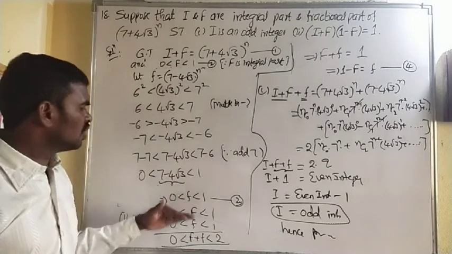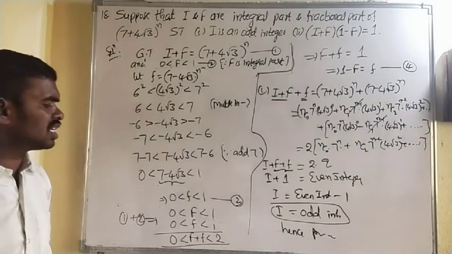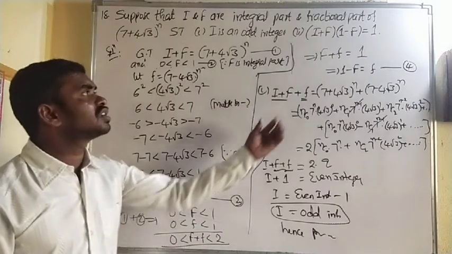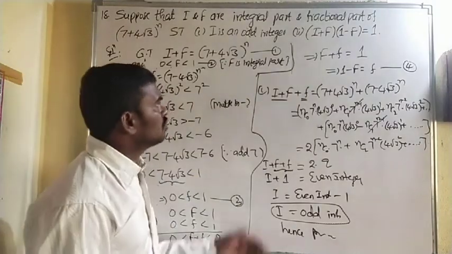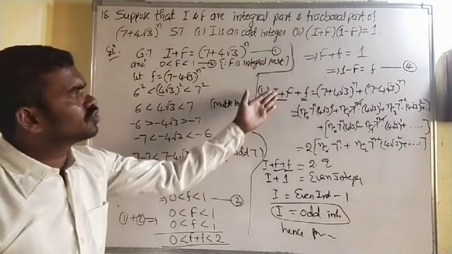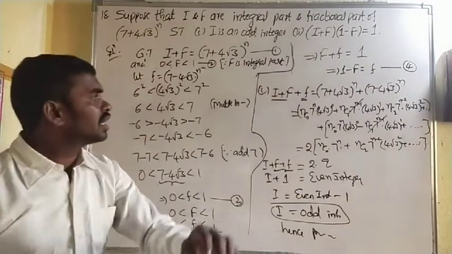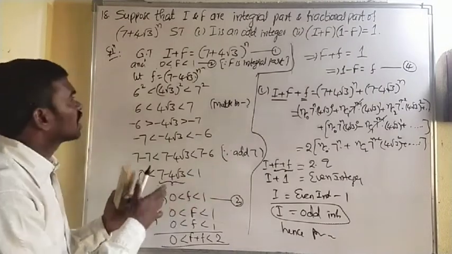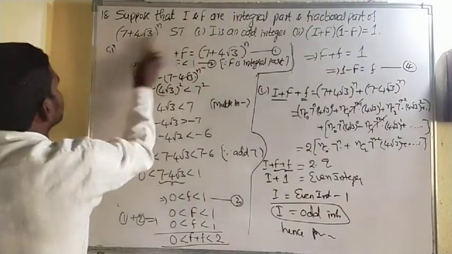Adding these two, we get 0 less than capital F plus small f less than 2. That means the value of capital F plus small f is 1. Okay. So for the first one, adding these two and simplifying, we get the answer. Up to here the first one is completed. Next, going to prove the second one.